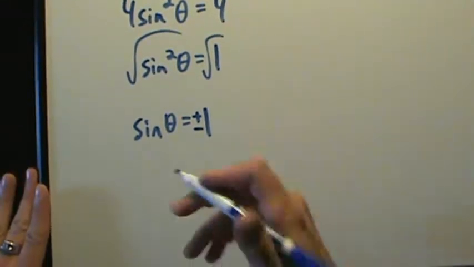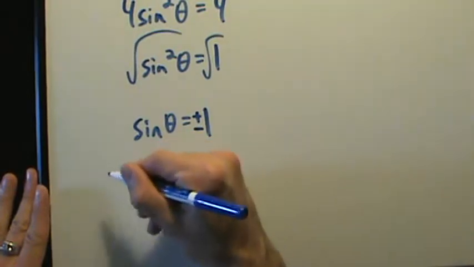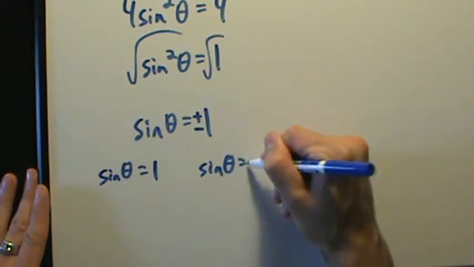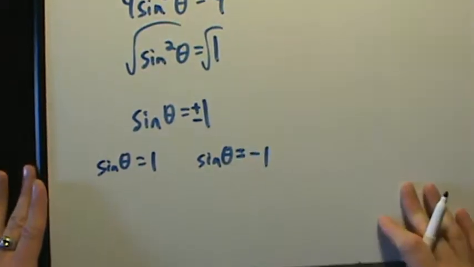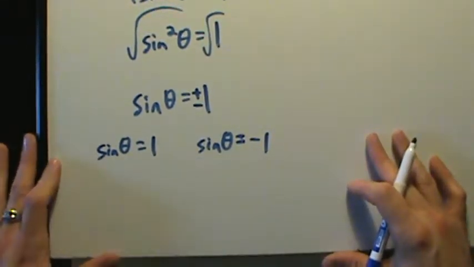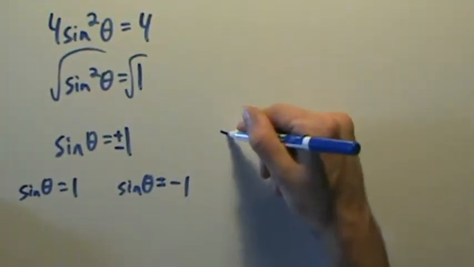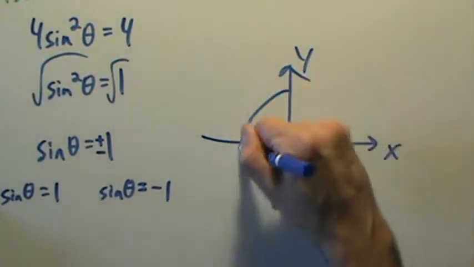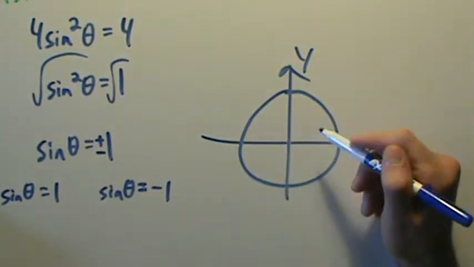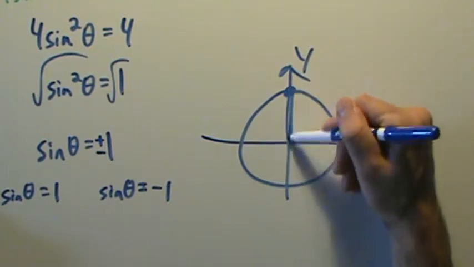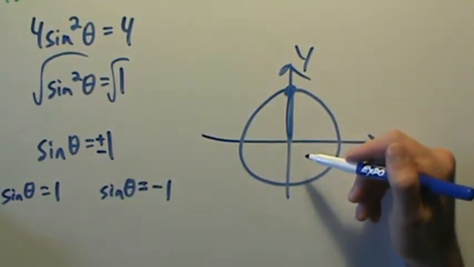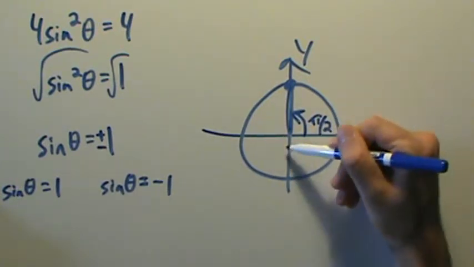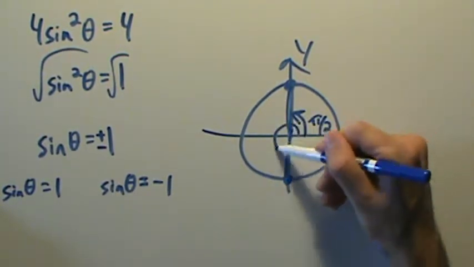Okay? So let's go ahead and break that up into 2. So this is sine of theta equals 1, or sine of theta equals negative 1. Okay? And from here it's just a matter of knowing the unit circle. So if we think about the unit circle, x-axis, y-axis, big ol' unit circle here. So sine of theta is 1 at this angle right here, and this angle is pi over 2. Okay? And sine of theta is negative 1 down here, and this angle is 3 pi over 2.